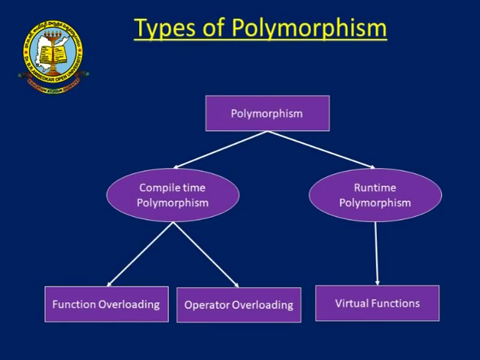Let us try to understand how polymorphism can be achieved and what the different types of polymorphism are. There are basically two types: compile time polymorphism as well as runtime polymorphism. Compile time polymorphism is achieved by overloading functions and overloading operators. That means it can be executed by function overloading as well as operator overloading. Next, runtime polymorphism is achieved by using virtual functions.